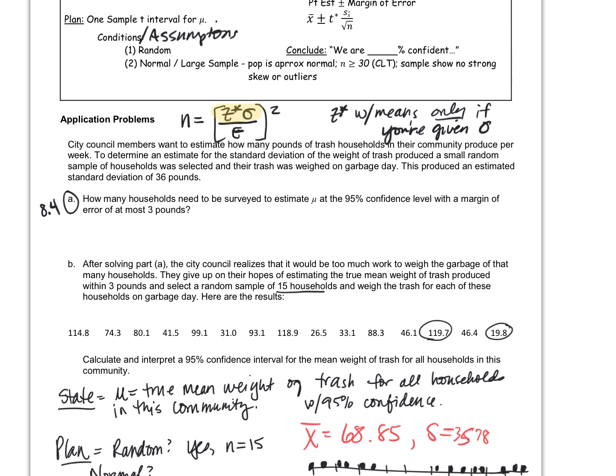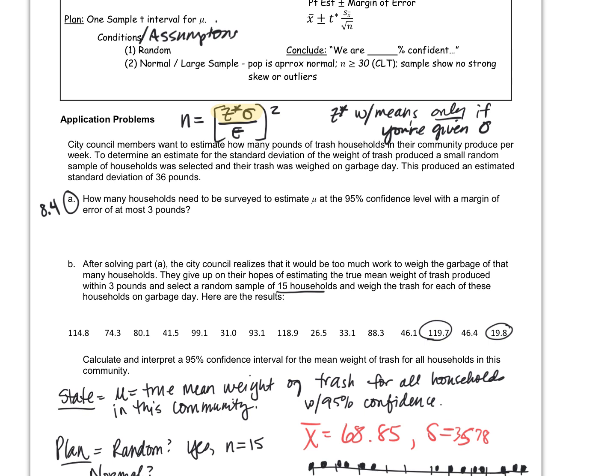Okay? So it's a very unique scenario that you would ever use Z star with means. You just got to read your question real carefully and look for sigma. If it has sigma, then we're using Z star. Now, really the only time you're going to encounter this is in a sample size question. All right?